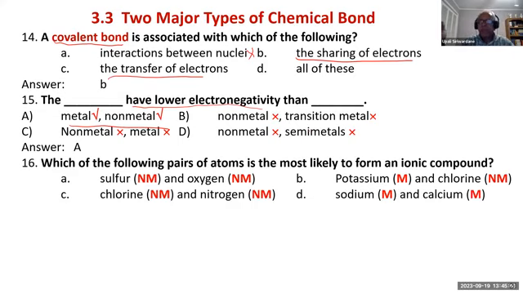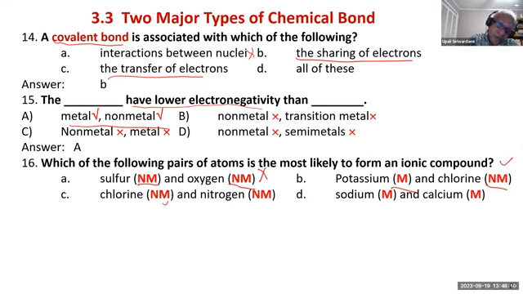Like I said before, metals and non-metals. Sulfur is a non-metal. Oxygen is a non-metal. That doesn't form an ionic bond. Potassium is a metal. Chlorine is a non-metal. That is the correct answer.